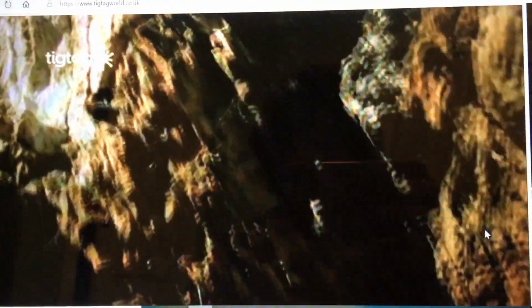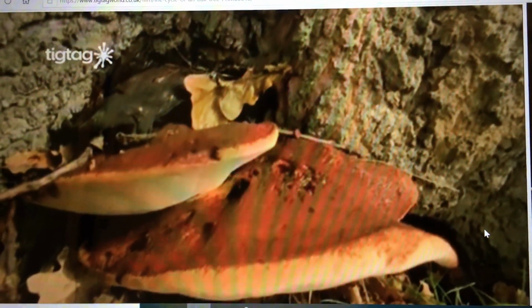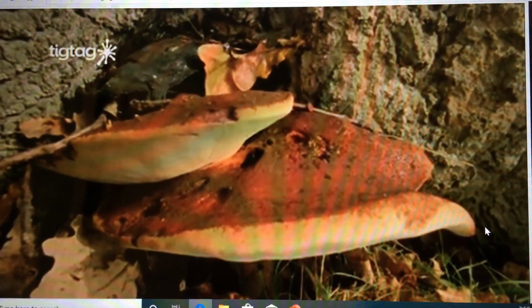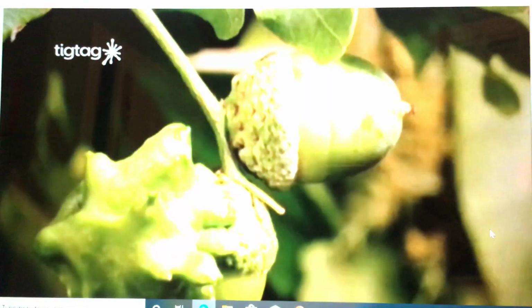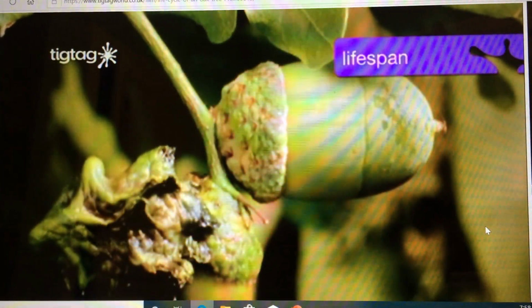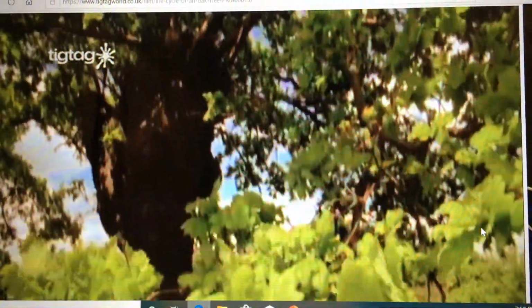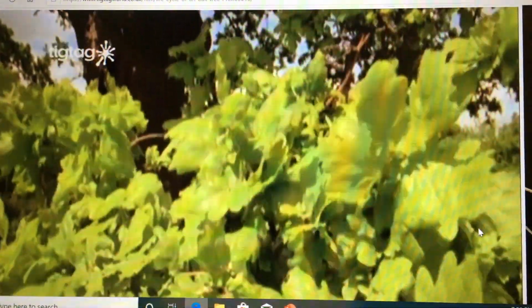At 1,000 years old, the oak is nearing the end of its life. Parts of the tree start to die. Over its lifespan, an oak tree can produce as many as 10 million acorns. Some of these will grow into a new generation of oak trees.